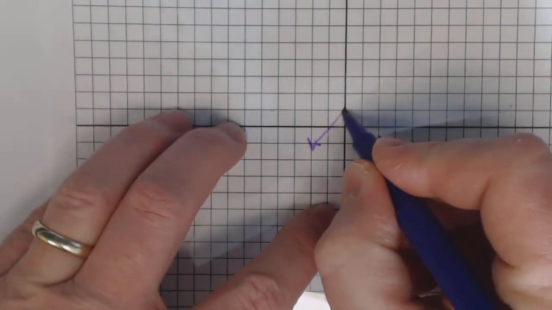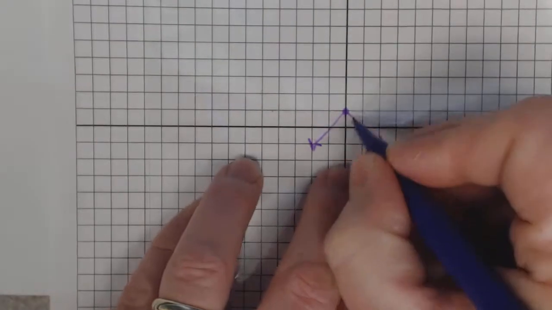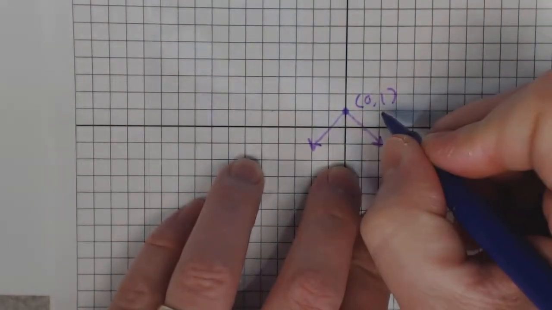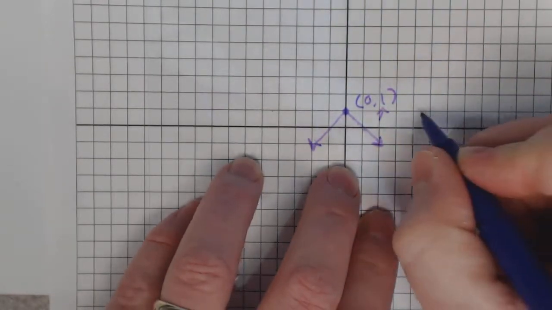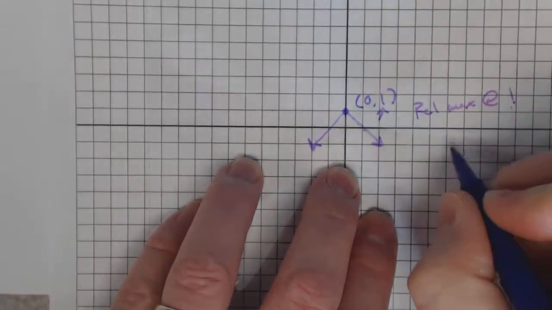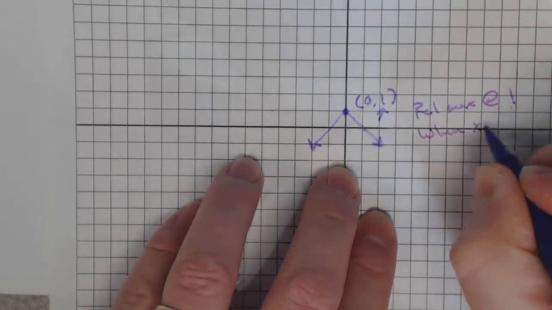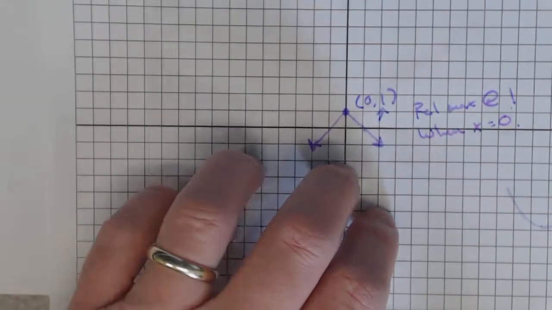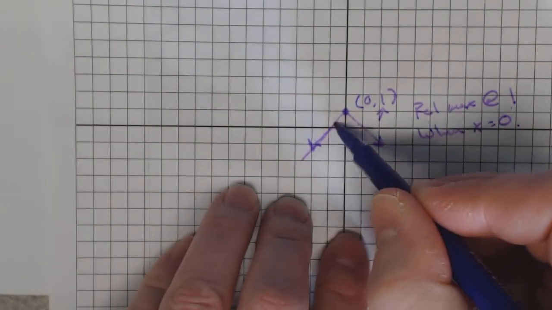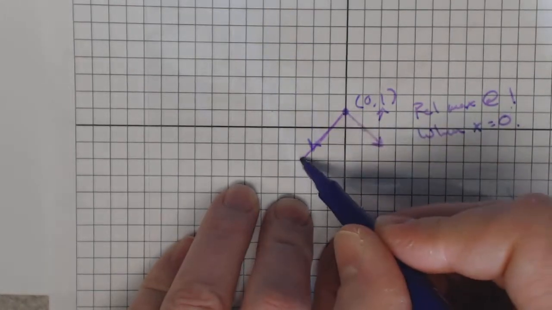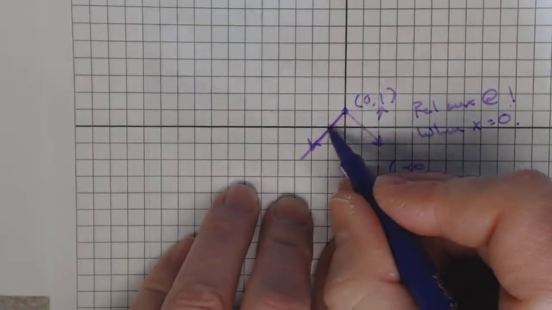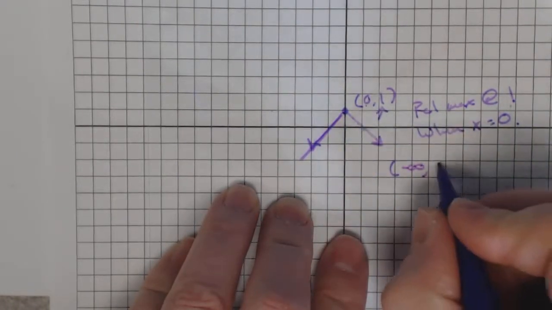So here is my maximum. Now that point there is (0, 1). So I have a relative maximum of 1 when x equals 0. Now, this graph is increasing until it hits that spot right there. So it is increasing from negative infinity to 0.